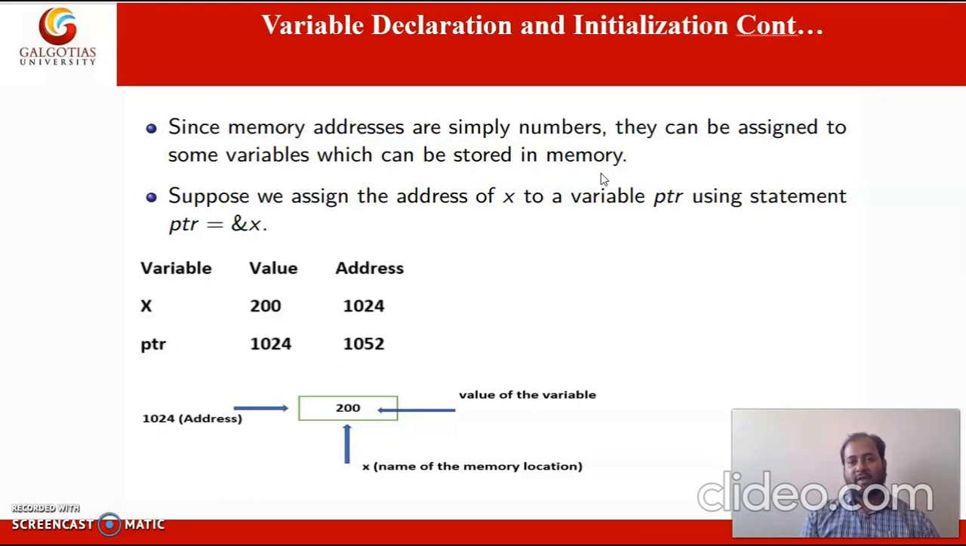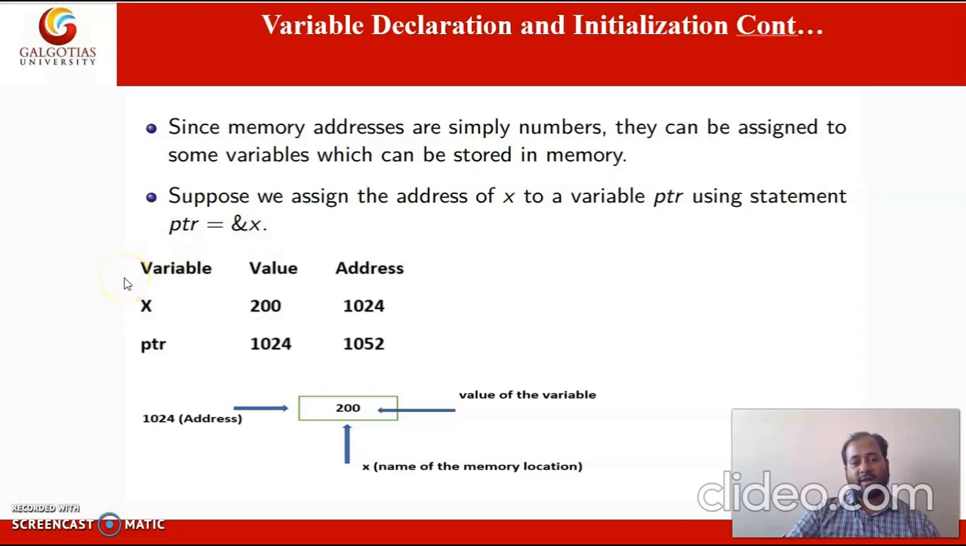So using that address we can perform some operation on that variable. Suppose we assign address of x to variable pointer using the statement ptr equal to ampersand x. So here ampersand operator is used to access memory of the variable. So ampersand x means address of x. So address of x is stored in the ptr variable, and that is the type of pointer variable.